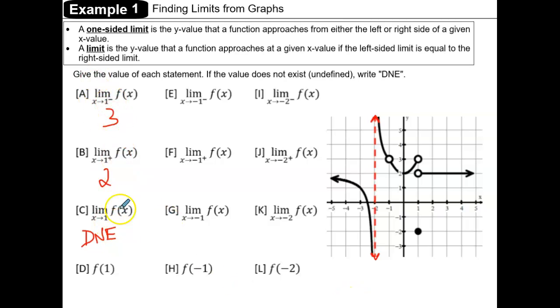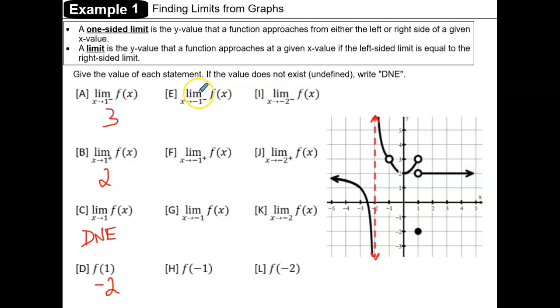Now, limits are not the same as evaluating a function. This function is defined at f of 1. If I substitute in 1 for my x, I get a closed circle at -2. So f of 1 is equal to -2 on this graph. That has nothing to do with the limit approaching from either direction or from both directions. Okay, let's try this second column.